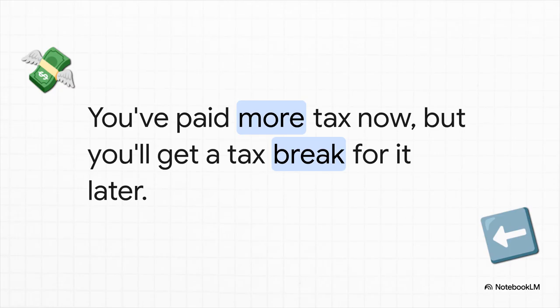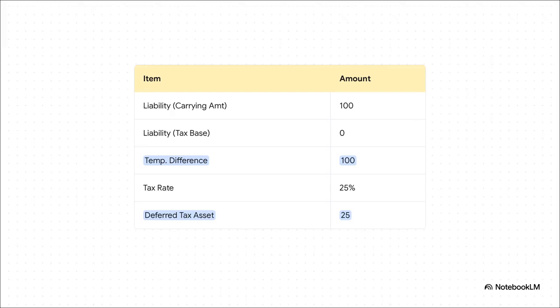The tax rules might make you wait to take a deduction for an expense, even though your accounting rules say you've already incurred it. So you end up paying more tax today, but you get to put an asset on your balance sheet that represents that future tax break you've earned. Okay, here's the classic example for this one.